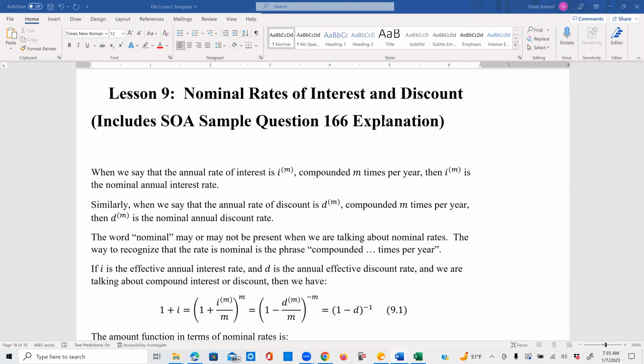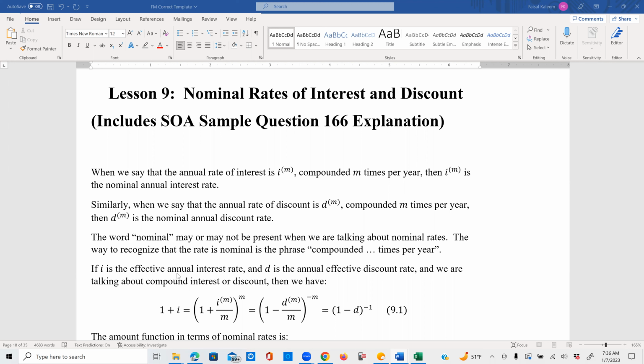Nominal rates of interest and discount. Now, when we say that the annual interest rate is i superscript m compounded m times per year, then it's understood that i^(m) is the nominal interest rate. Similarly, when we say that the annual rate of discount is d superscript m compounded m times per year, then d^(m) is the nominal discount rate. The word nominal may or may not be present when we are talking about nominal rates.